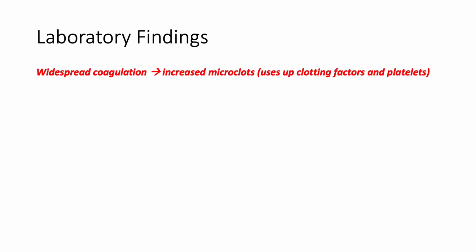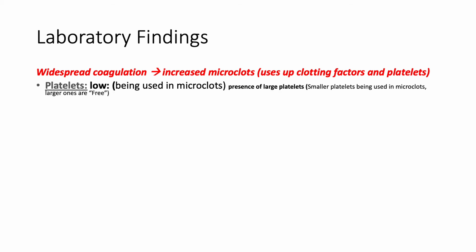Looking at some key labs here, let's try to understand what we might see in our patient with DIC and why. Now, a lot of what we will see is explained by this widespread coagulation creating a lot of microclots, which uses up a lot of clotting factors and platelets. So when we draw that serum platelet count, the total count is low because a lot of these smaller platelets have been used up in clots.